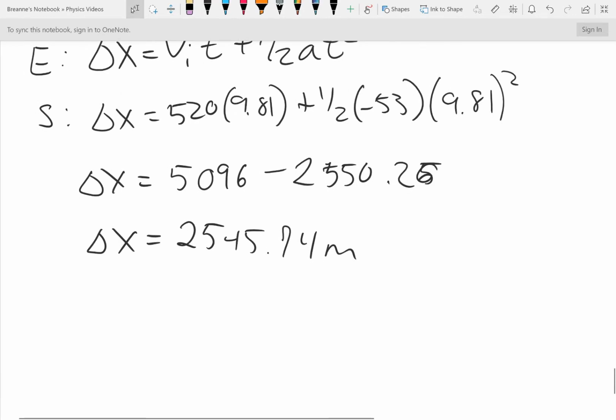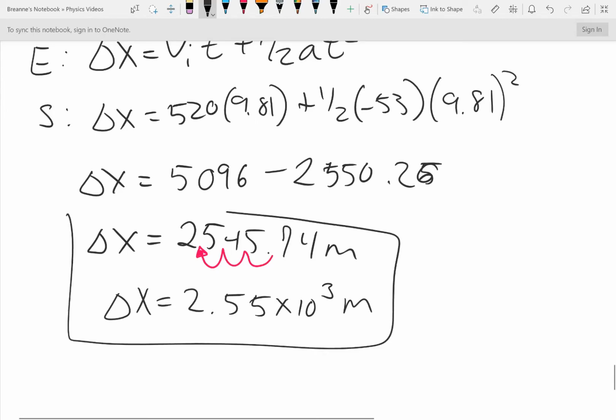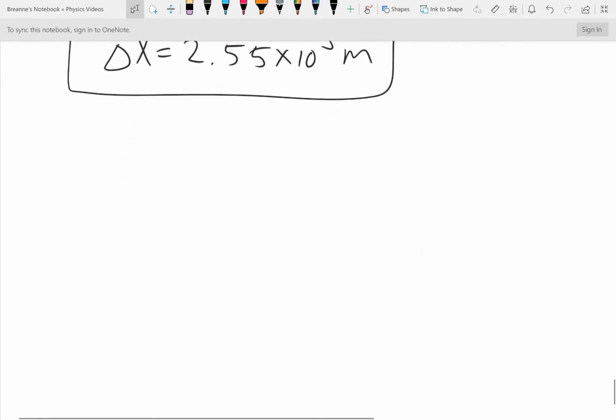To put that into scientific notation, you have to move the decimal 1, 2, 3 times, and your answer is 2.55 times 10 to the third meters, because we move the decimal 3 times. That is your answer in standard and scientific form.